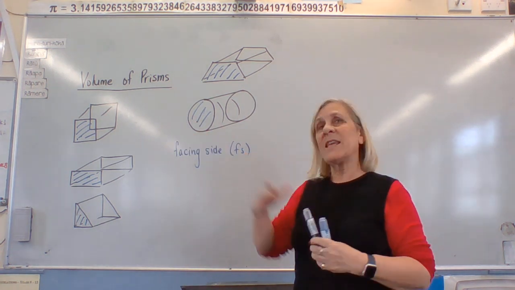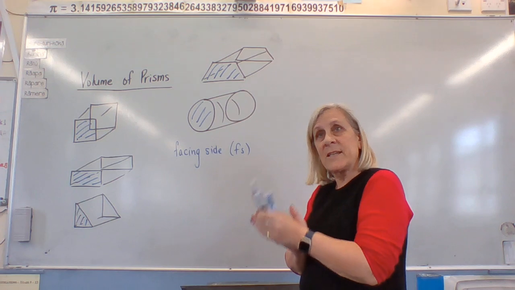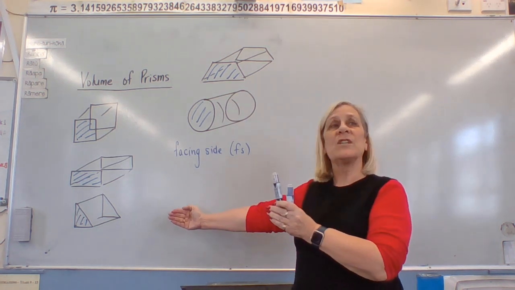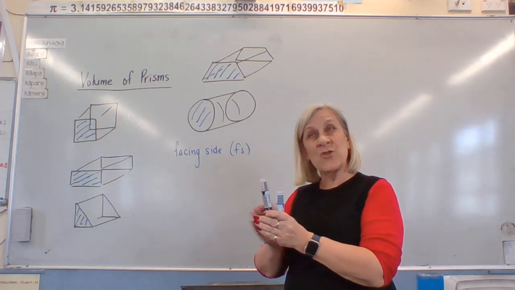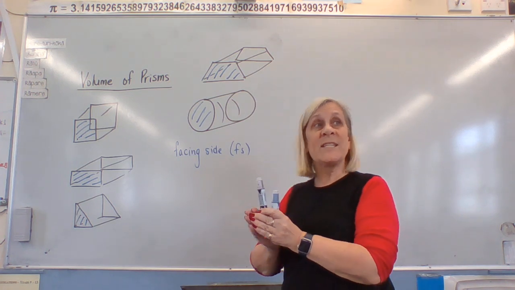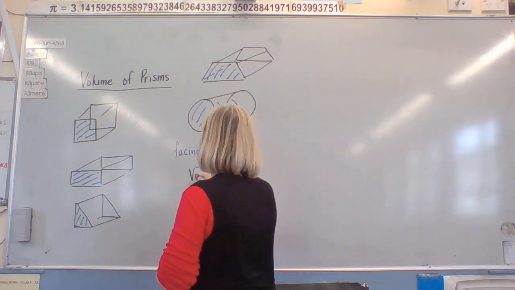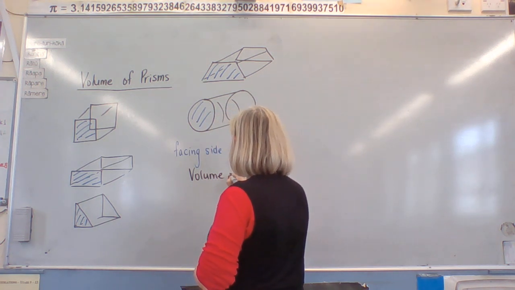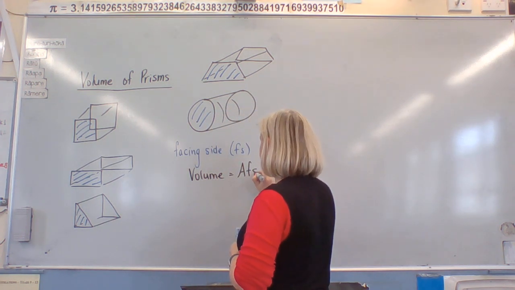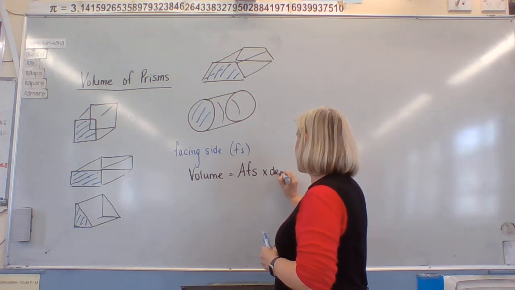So we need to find the area of that facing side and then stretch it through the whole shape. And that stretch through the whole shape is called the depth. So for a volume, we get the area of the facing side times the depth.